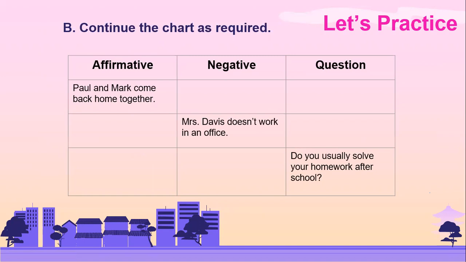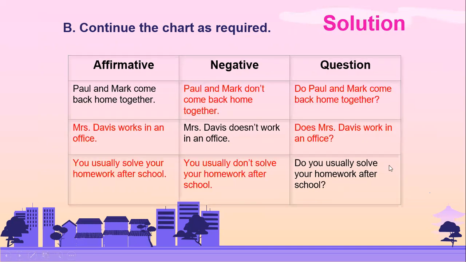Also here you have a practice on the affirmative, negative, and the question. So the affirmative sentence, for example: Paul and Mark come back home together. What is the negative and what would the question be? The second one, you have the negative, you have to write the affirmative and the question: Mrs. Davis doesn't work in an office. And the third one, you have the question, you have to write its negative and affirmative sentences: Do you usually solve your homework after school? So let's look at the answers.